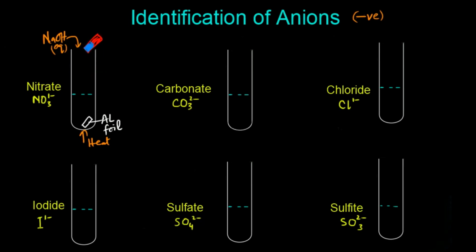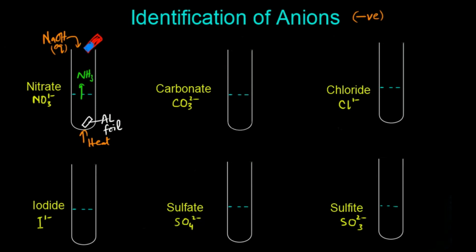So this blue color is due to the release of ammonia gas from this reaction mixture, which converts the litmus paper to blue. So this is how we identify the nitrate ion. You will first of all add sodium hydroxide aqueous, add aluminium foil or powder, then heat, ammonia gas is released, which turns the moist red litmus paper into blue.